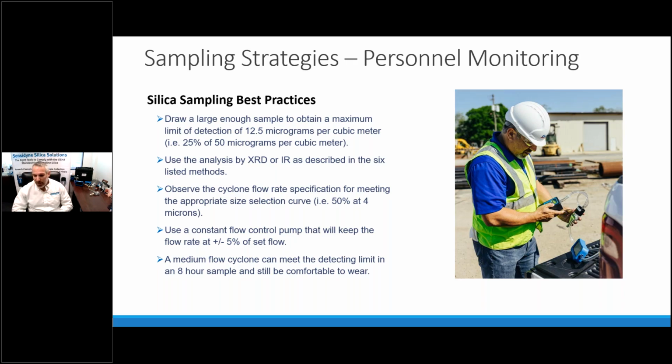Again, sampling at that higher flow rate, such as that 4.2 liters per minute, again, can be non-intrusive to the employee, but also make sure you're collecting enough volume to be within an acceptable limit for the laboratory analysis.